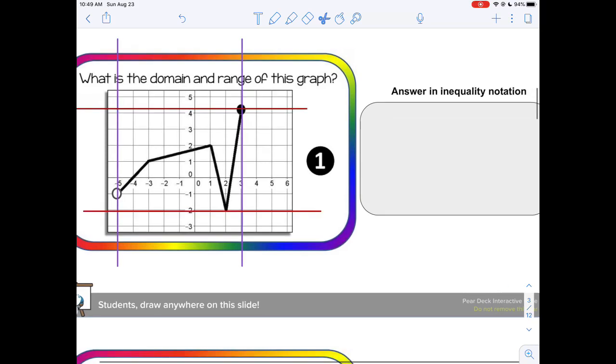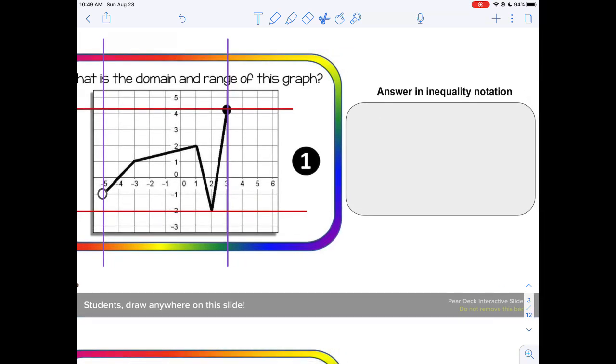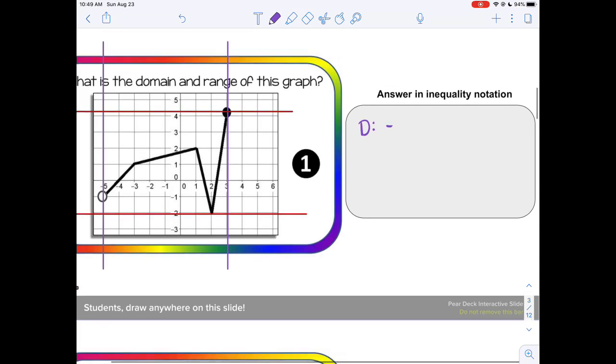All right, so now that I have my lines drawn, I want to answer this in inequality notation. Let's look at our domain first. In inequality notation, I see that I have an open circle, and I'm starting at -5 and I go to 3. So I'm going to write my smallest number. X is going to be somewhere in the middle, somewhere in this area is where X is existing, and then I end at 3. Because I have an open dot on the left, I'm going to have a less than, and because I have a closed dot on the right, it's a less than or equal to. Now, that's in inequality notation.